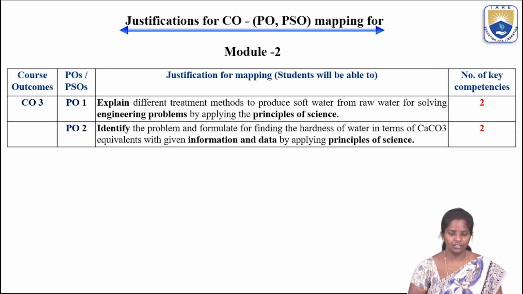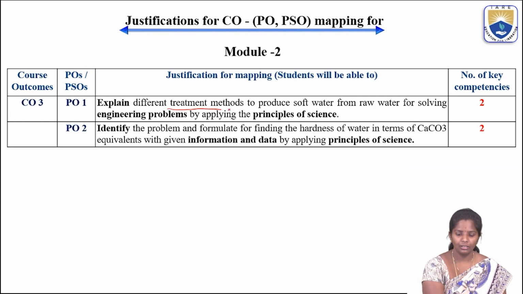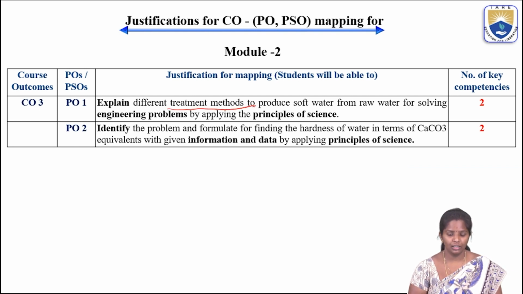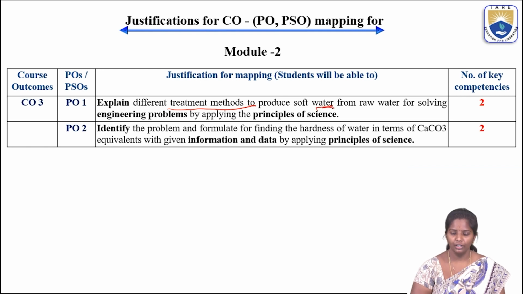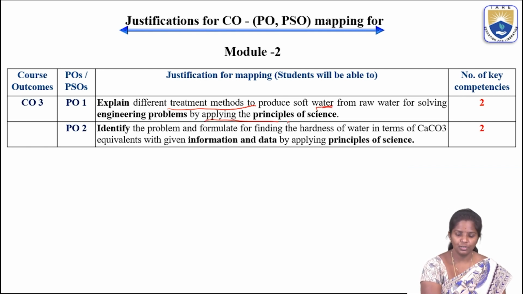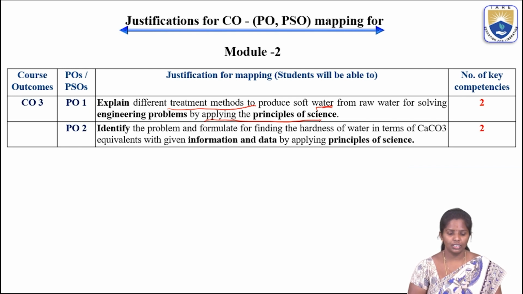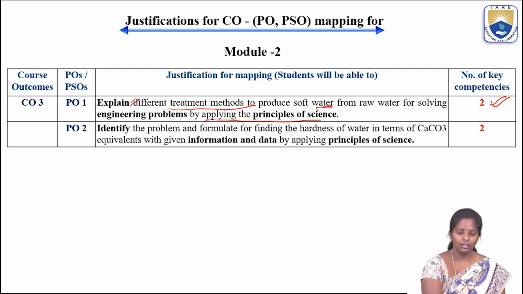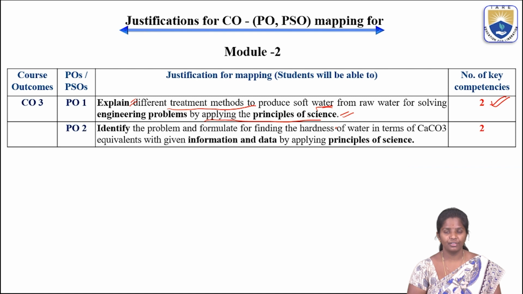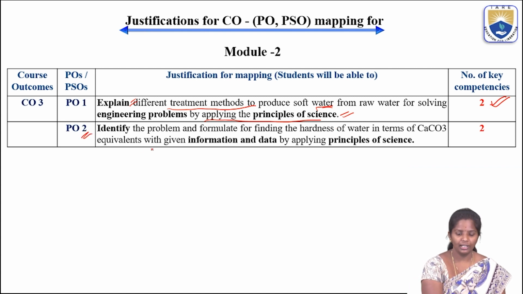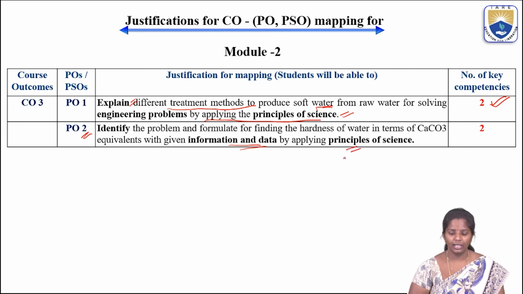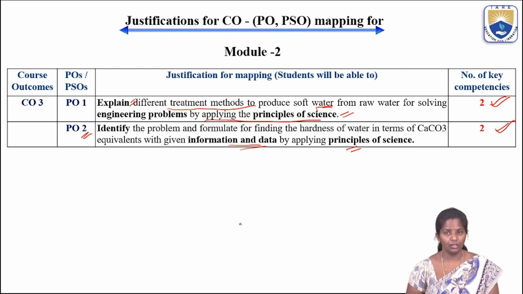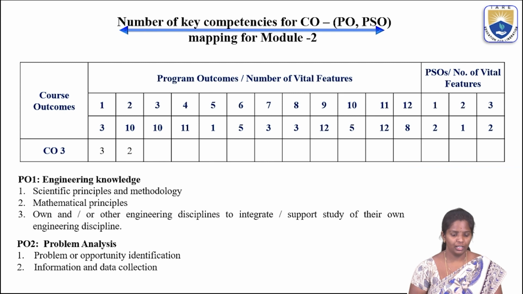If we see the justification, PO1 is nothing but treatment methods. We are learning the treatment methods to produce soft water from raw water for solving engineering problems by applying principles of science. So it is matching with two key competences. What are the two? We are explaining, and we are using the principles of science. PO2 is identifying the problem, information and data, and then applying this for calculating the hardness. So it is also matching with two key competences. Here we will see in detail.